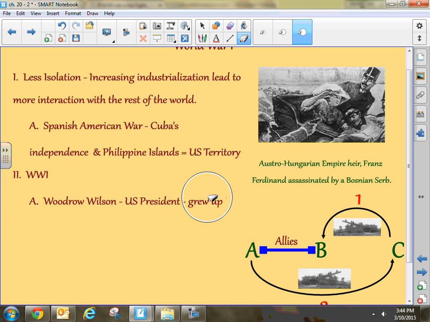Woodrow Wilson was the U.S. president. There's a Georgia connection there. He grew up in Augusta.